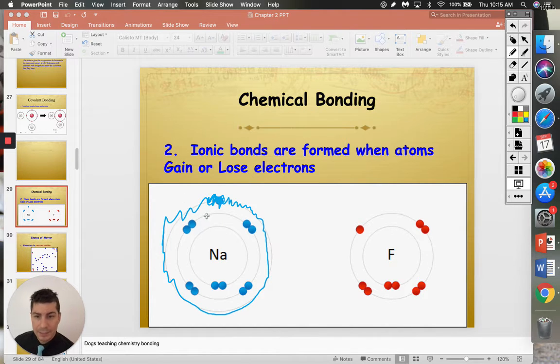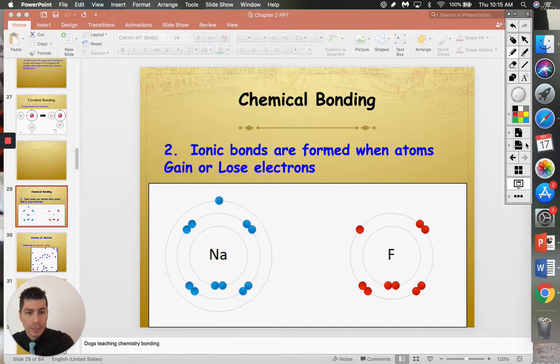If that happens, then if I change my color up here, I'm making red here, this shell is now the outer shell. If we count our electrons in that shell now, it has 8. So even though it's going to lose this 1 that I drew on here, the shell below it has 8, so it's happy. Now fluorine over here on the other side, with the F, it has 1, 2, 3, 4, 5, 6, 7 electrons in its outer shell. Those are called valence electrons, electrons in its outer shell.